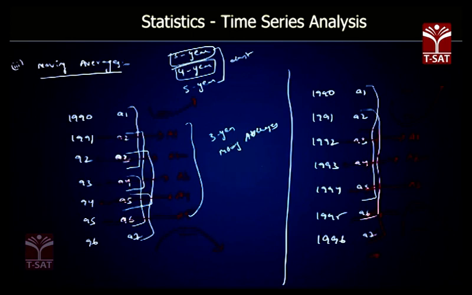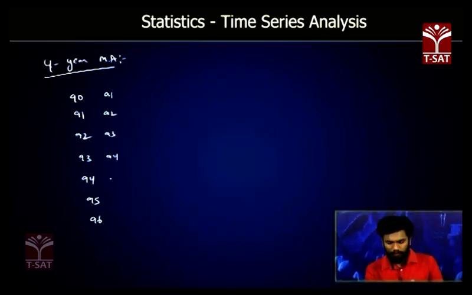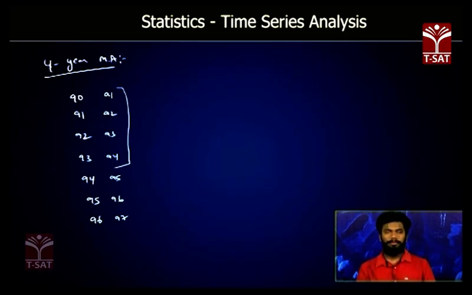Now let us see the 4-year moving average. Consider data points 90, 91, 92, 93, 94, 95, 96. Consider the values A1, A2, A3, A4, A5, A6 and A7. Now find the 4-year average of A1, A2, A3 and A4.